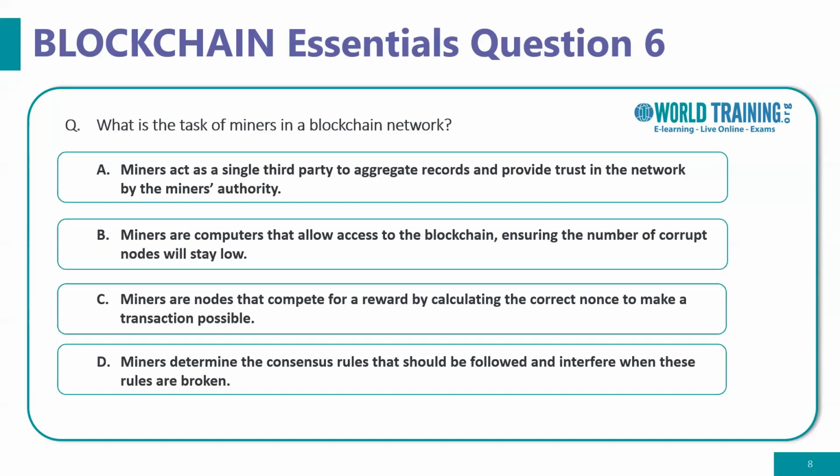Option B is miners are computers that allow access to the blockchain, ensuring the number of corrupt nodes will stay low. Option C is miners are the nodes that compete for a reward by calculating the correct nonce to make the transaction possible. That's option C. And option D is miners basically determine the consensus rules that should be followed and intervene when these rules are broken. So that's option D.